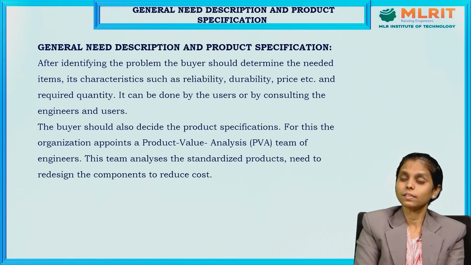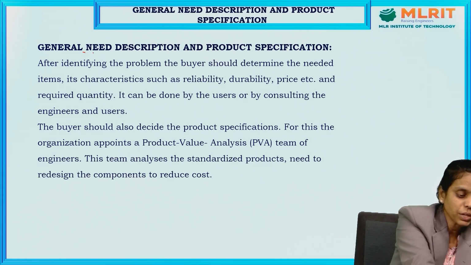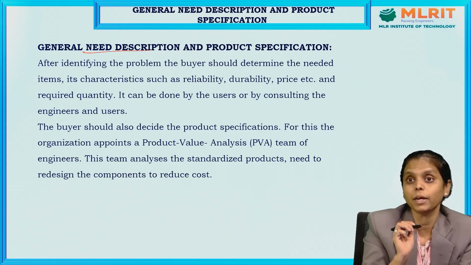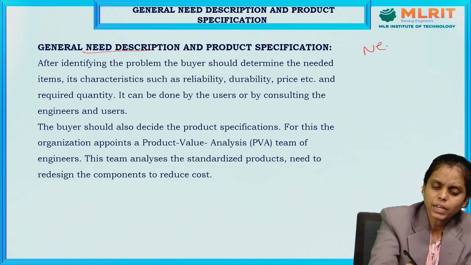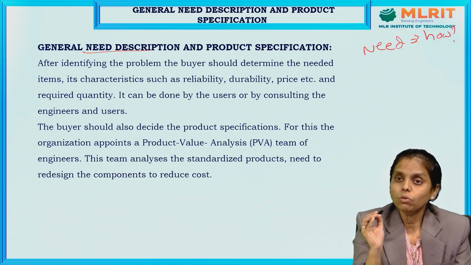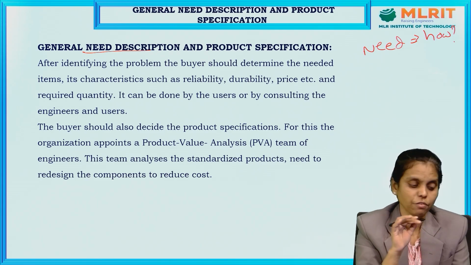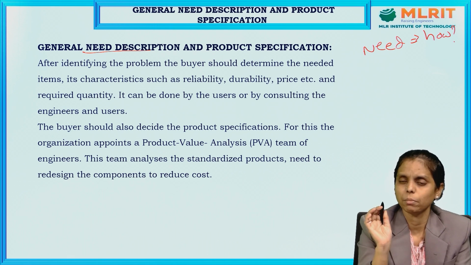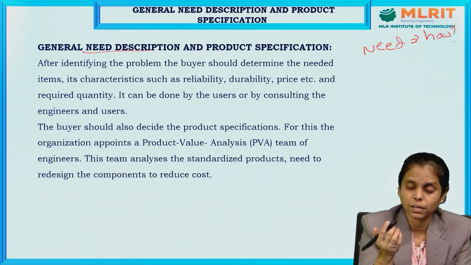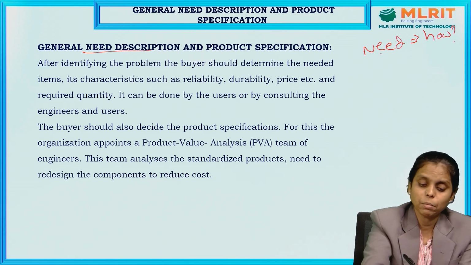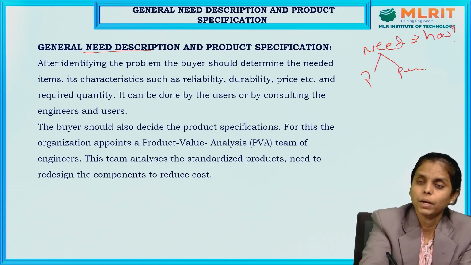Before deciding what type of product we will purchase, first we need to give a description of the need. Why do we need to describe the need? Basically, to decide how to fulfill the need. For example, I want to write on a paper. The need is that I need something to write. How can it be fulfilled? It can be fulfilled either by a pen or a pencil.